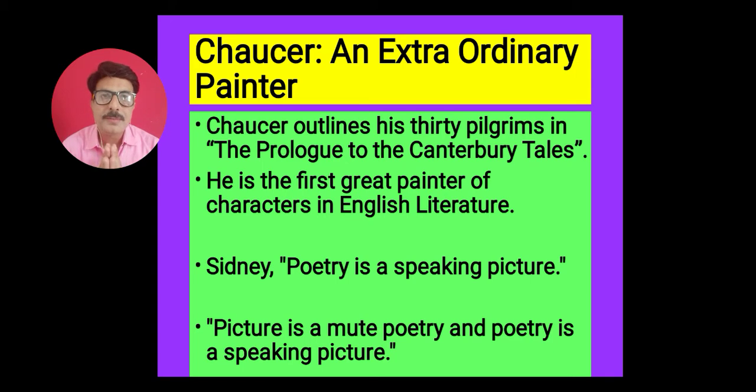Geoffrey Chaucer has given a realistic picture of his society by presenting different characters, about 30 characters in the Canterbury Tales. And all these characters come from different walks of life, different classes of this society. These characters are the representatives of their own class from where they are coming.